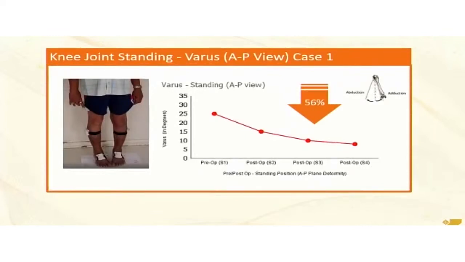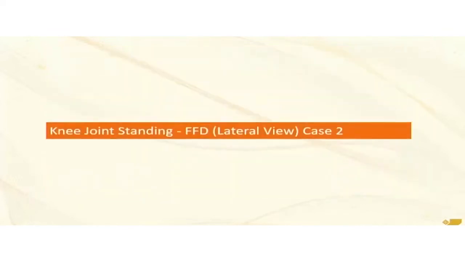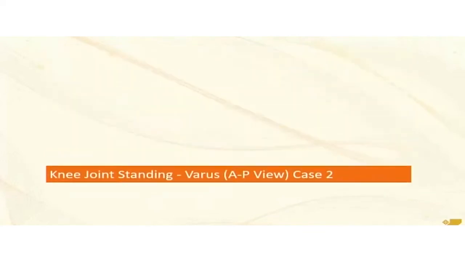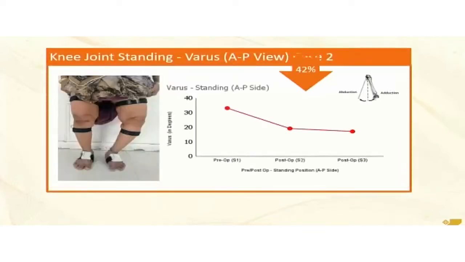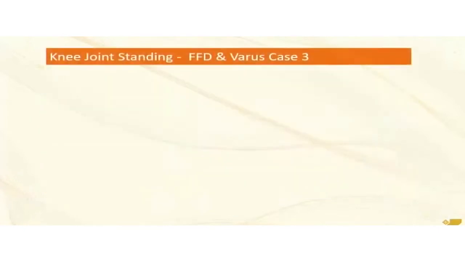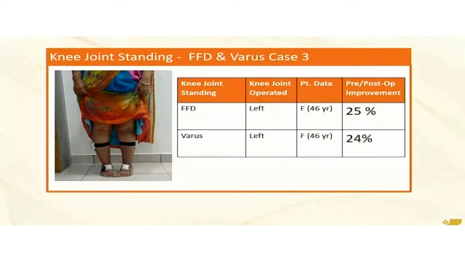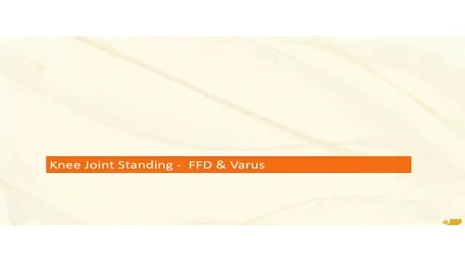Like standing, in varus, there is a 56% improvement. Then another case where you can see the FFD has improved by 40%. Another one, where the varus has improved by 42%. All these things are from the gait analysis, not from the X-rays. And this is a case where both combined, the results are 25% and 24% improvement, which is sensed by this particular tool.